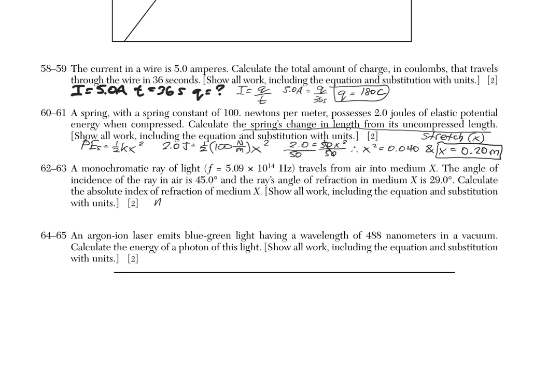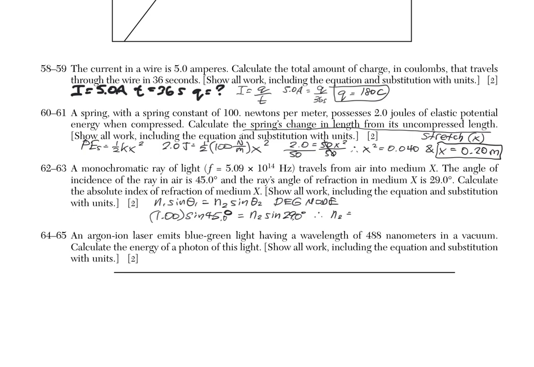We have n1 sine theta 1 equals n2 sine theta 2. Make sure that we are in degree mode for sine, cosine, and tangent. Then we have air. Air is the first medium, so that index is 1. We have the sine of 45 degrees. Do not forget the degree symbol. It matters. You'll lose half the points without it. n2 sine of 29 degrees.